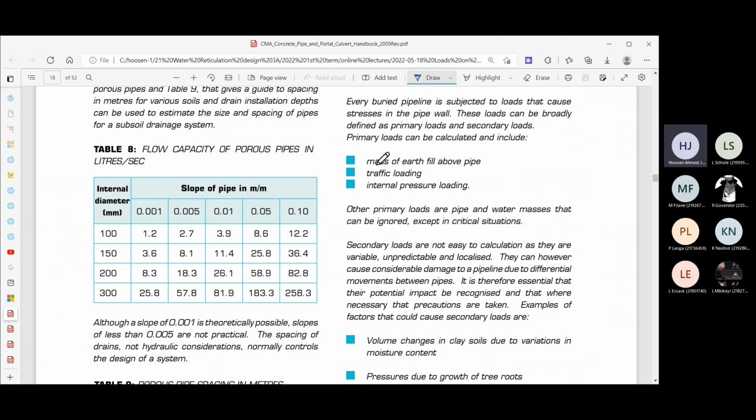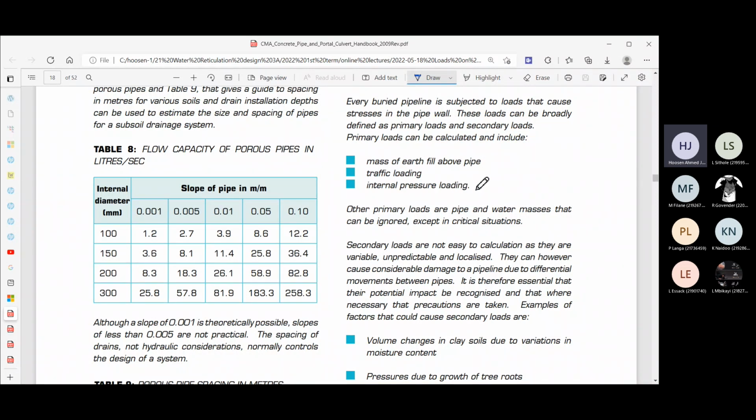The primary loads: the pipe is buried, so the mass of the earth above the pipeline is going to apply a load on the pipe. If the pipe goes under a road, or even if it's within a stand or somewhere, it's possible to get traffic loading, if vehicular traffic drives over the ground under which the pipe is buried. So you can get traffic loading. And then the internal pressure loading.